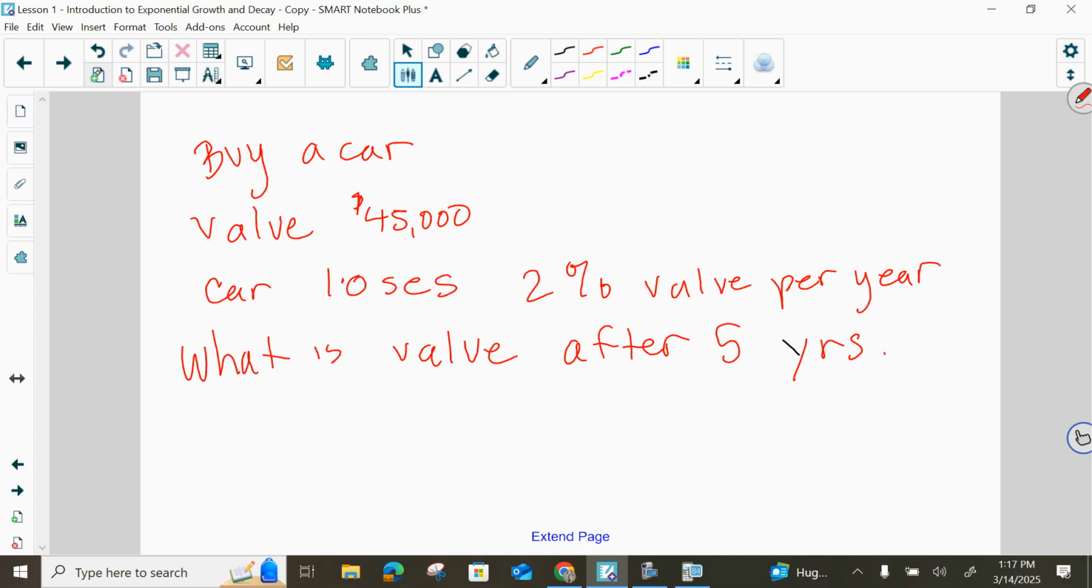So we're going to do the same thing. The original amount is 45,000. Instead of adding 2%, this time I'm going to subtract 2%. It loses a value. So then I'm going to raise it to the 5. It is always 1. Does anybody know what that 1 stands for? What do you think the 1 stands for? Yeah, Anna, good. It's the whole value that you start with.